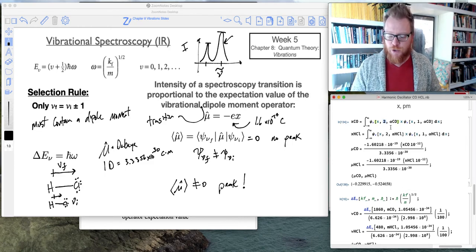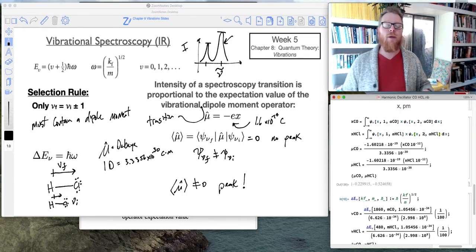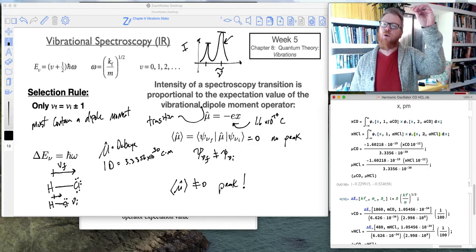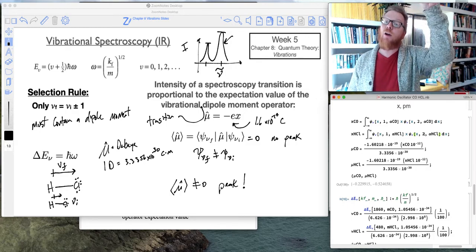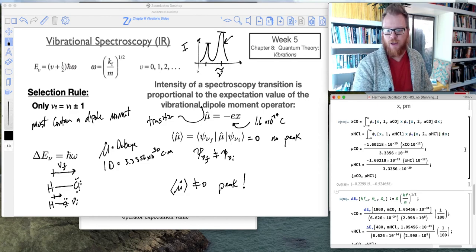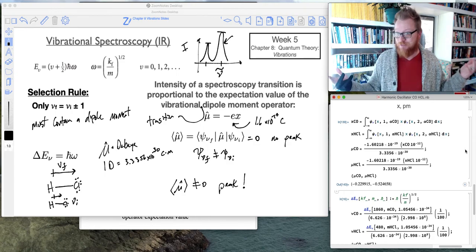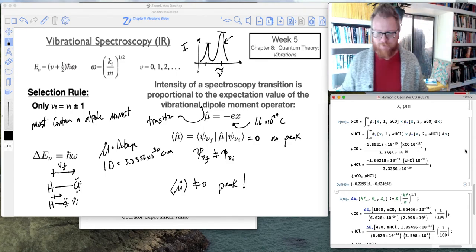Just to prove to you that I could also do this backwards, let's make this 1 and 2 and 1 and 2, because not only will that describe when it goes from 1 to 2, it's absorbing light, but when it goes from 2 to 1, it's emitting light. And let's evaluate that. And I get the exact same answer, which is to be expected, okay?